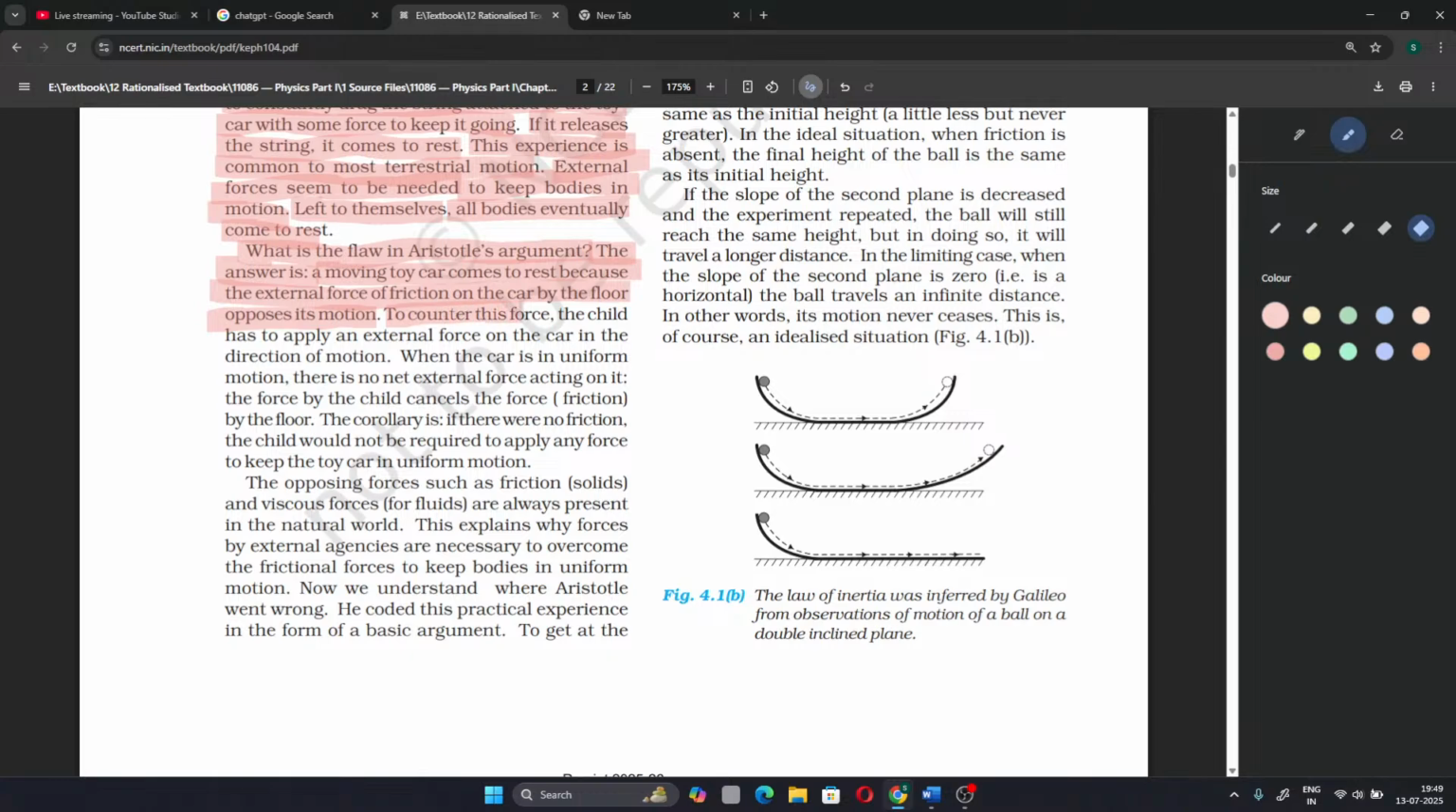To counter this frictional force, the child has to apply an external force on the car in the direction of motion. Basically, if he wants the car to keep moving, he needs to oppose this frictional force and apply a force greater than the frictional force. That is basically pulling the car. When he is pulling the car, the frictional force is not enough to stop it, so the car will move. When the car is in uniform motion, there is no net external force acting on it.